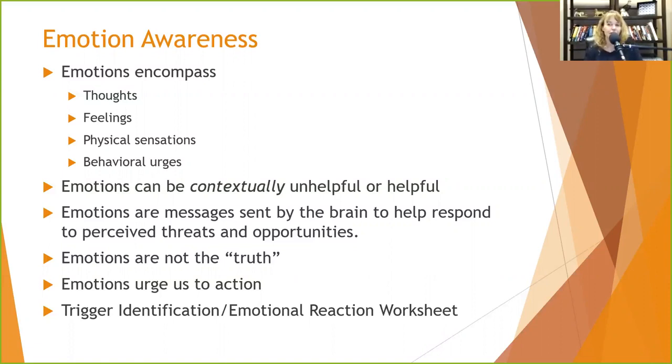Emotions are messages sent by the brain to help respond to perceived threats and opportunities. We've talked about this repeatedly. Our brain is really smart and really stupid at the same time because it reacts based on our prior memories, our experiences combined with our perceptions of those experiences. And we know that people's perceptions are their reality, but they're not necessarily the reality.